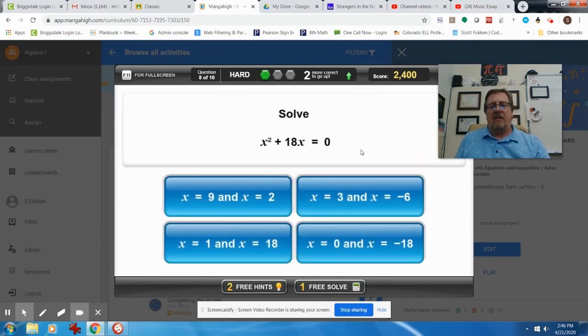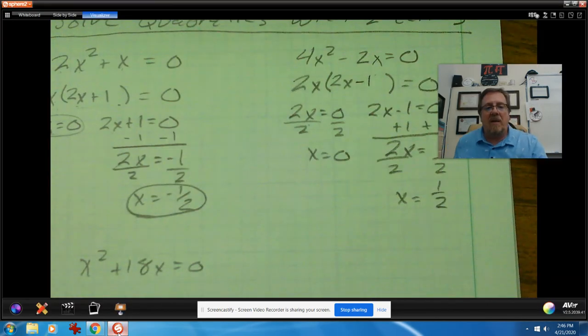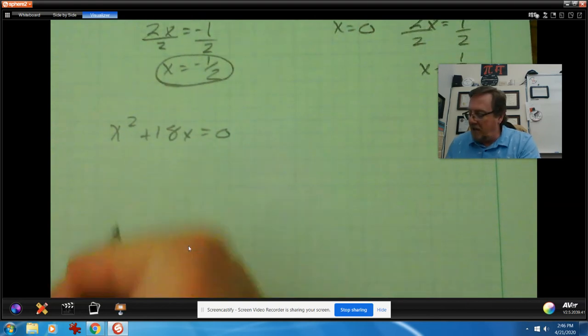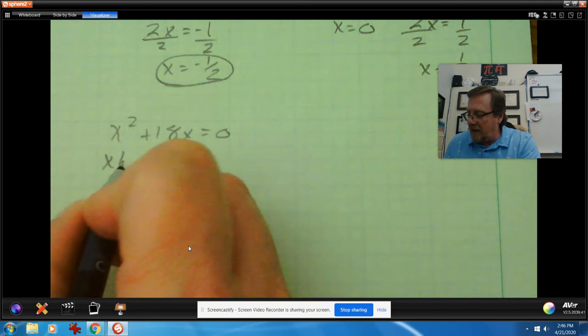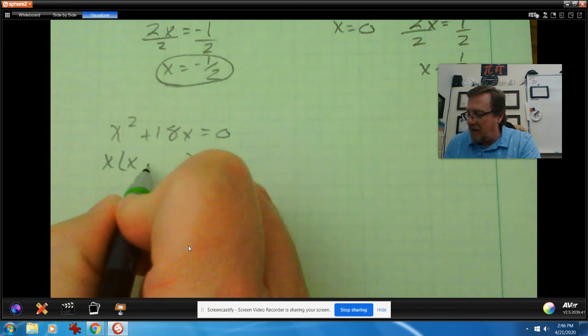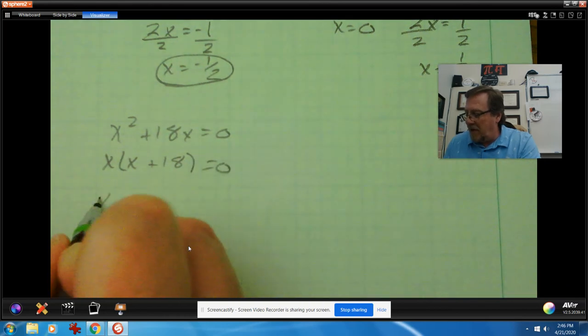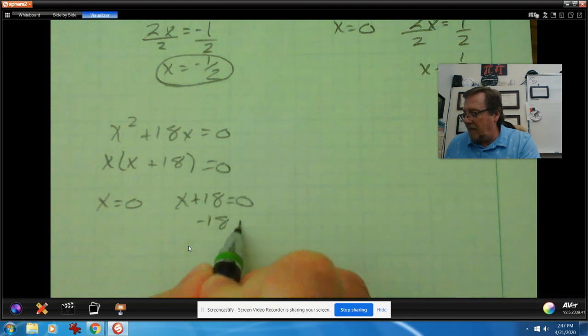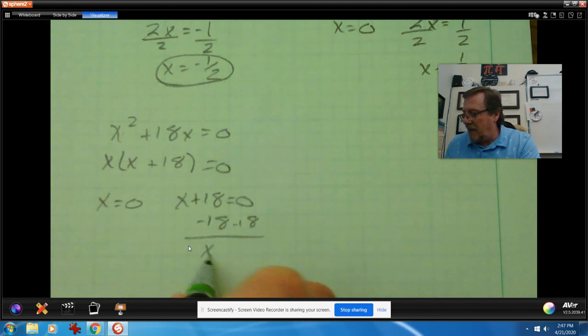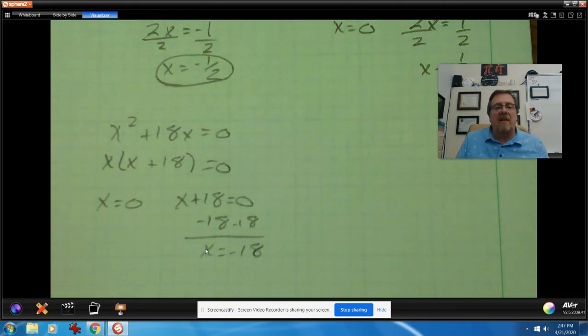Solve it. Oh my. Let's do, we got x squared plus 18x equals 0. I'm going to shift my camera down here. We got x squared plus 18x equals 0, and what we have in common is x. So x squared divided by x is going to be x, and 18x divided by x is going to be 18. And if we set each factor equal to 0, then we could subtract 18 from both sides to get x equals negative 18. So I think we got 0 and negative 18 for answers.